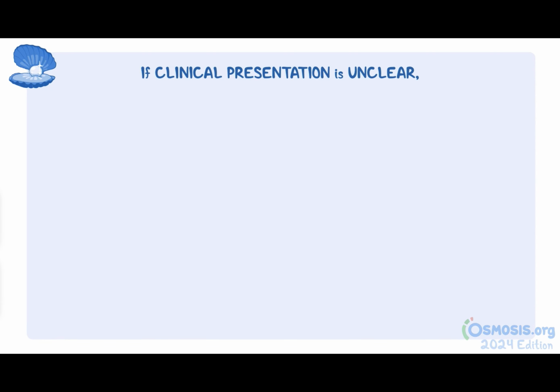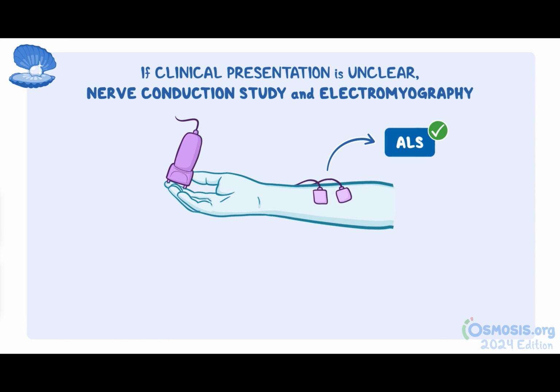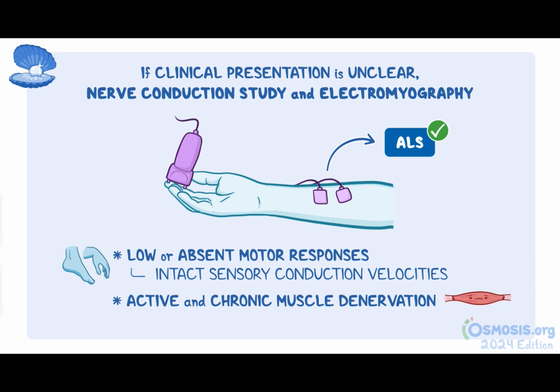Here's your last clinical pearl. If the clinical presentation is unclear, you can obtain a nerve conduction study and electromyography to confirm a diagnosis of ALS. Findings suggestive of ALS include low or absent motor responses with intact sensory conduction velocities and signs of active and chronic muscle denervation in different body regions.